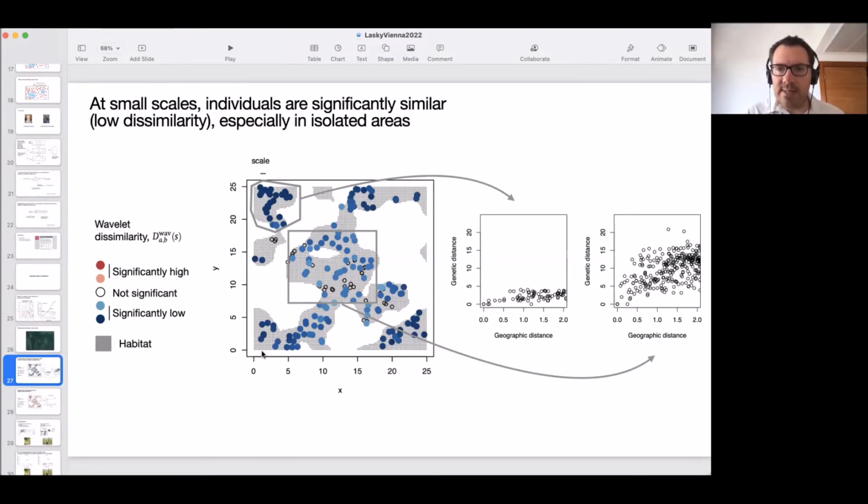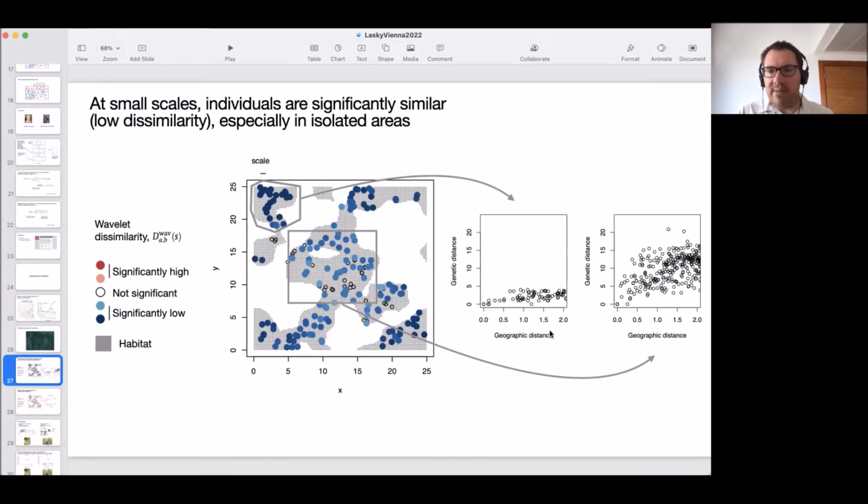But one thing I want to point out is that we can already see some strong spatial variation between parts of the landscape in the level of low wavelet dissimilarity, or wavelet similarity, if you want to think of it like that. In the upper left, in this isolated island, and this also happens for this island here as well, these things are small and isolated. They have much lower dissimilarity at small spatial scales. This is the scale of analysis here, about 2 distance units. They have much lower dissimilarity than expected at that scale.